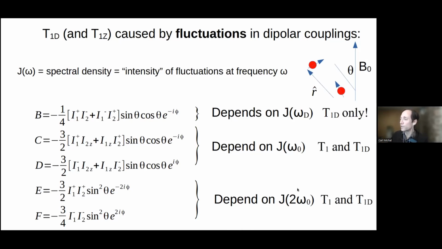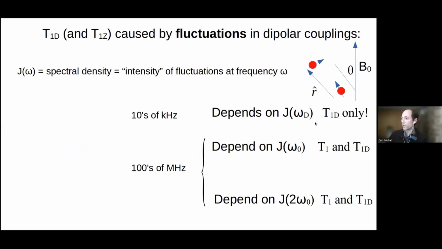What's important here is that the first term affects T1D, but not the Zeeman T1. All these other terms affect both the dipolar and the Zeeman reservoirs together. And so this ihMT experiment is sensitive to this B term that you can't see in ordinary relaxation experiments. This dipolar frequency, again, is on the order of tens of kilohertz or so, whereas these other terms are hundreds of megahertz, depending on what magnet you've got.